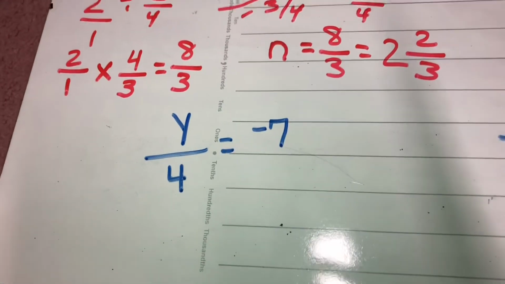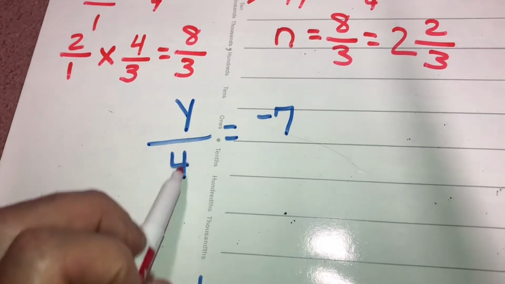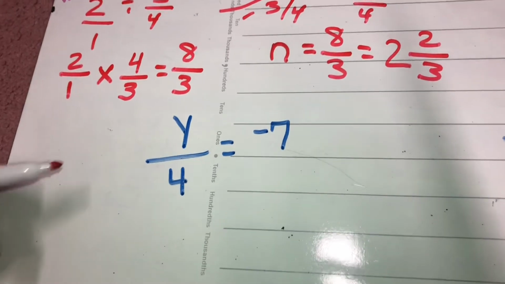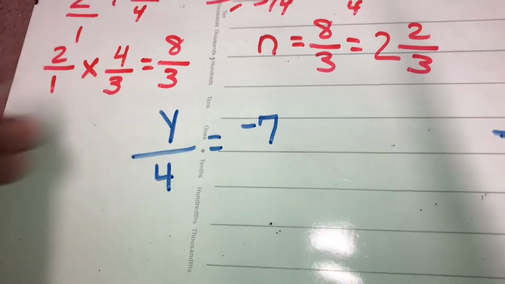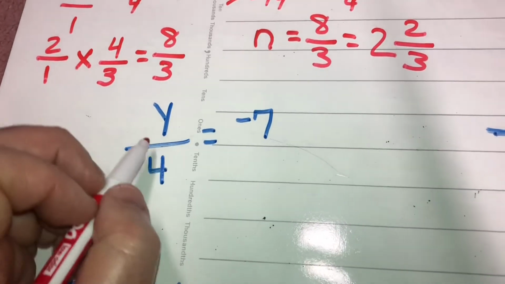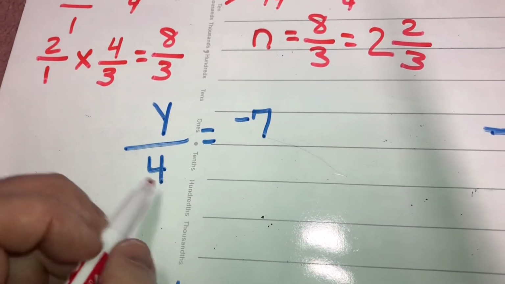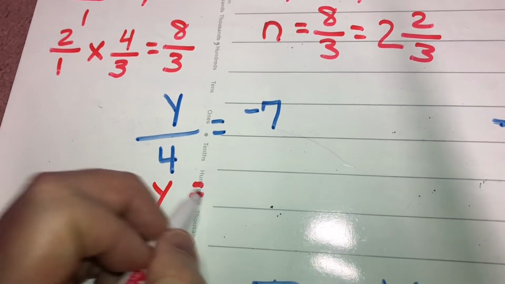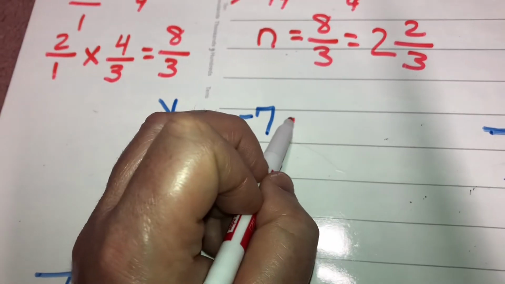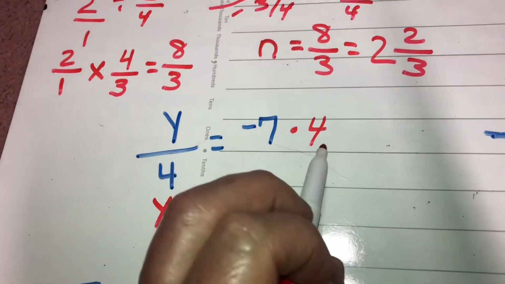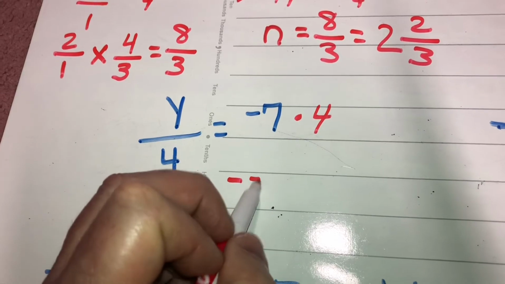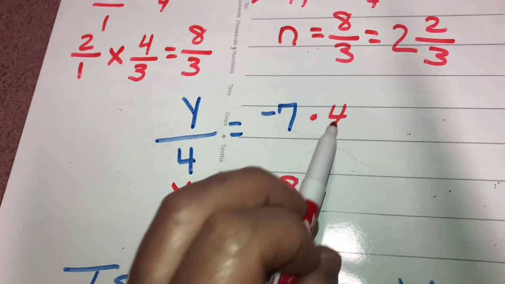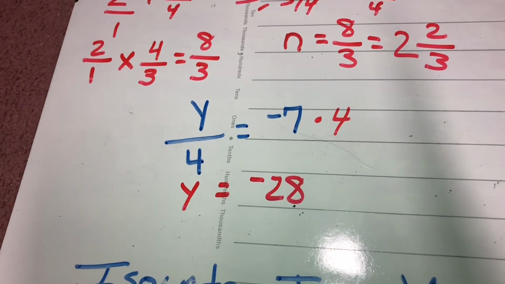Y over 4 equals negative 7. Well, this is a division problem. So to solve a division equation, I would actually multiply. So it's y divided by 4 equals negative 7. To get y by itself, I'm multiplying everything by 4. Y over 4 times 4 just leaves me with y. But then I have to take negative 7 and multiply it by 4. Negative 7 times 4 is going to be negative 28, because I know that 7 times 4 is 28, and a negative times a positive gives me a negative answer.